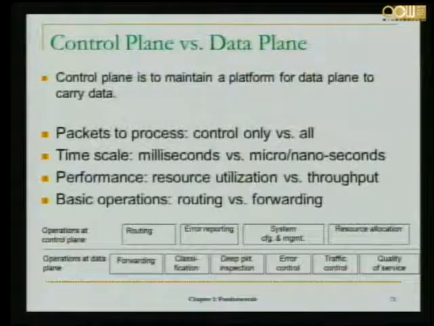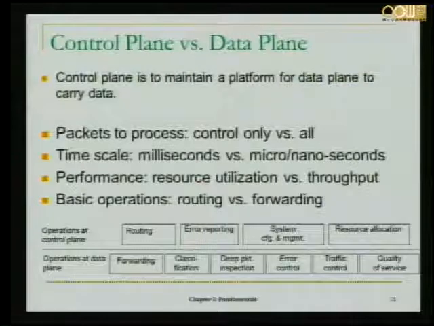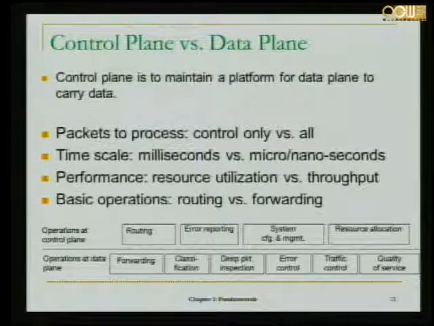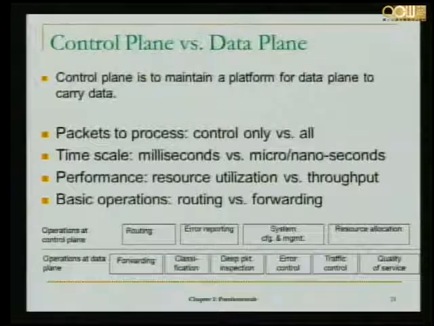And then time scale. How much time do we need to process a control packet, and how much time do we need to process a data packet? For the data packet, usually we are talking about microseconds or even nanoseconds, meaning on the order of 10 to the -6 or 10 to the -9 second. That's the data plane. We need to be very fast, like a factory that needs to be fast to handle all the products being manufactured.